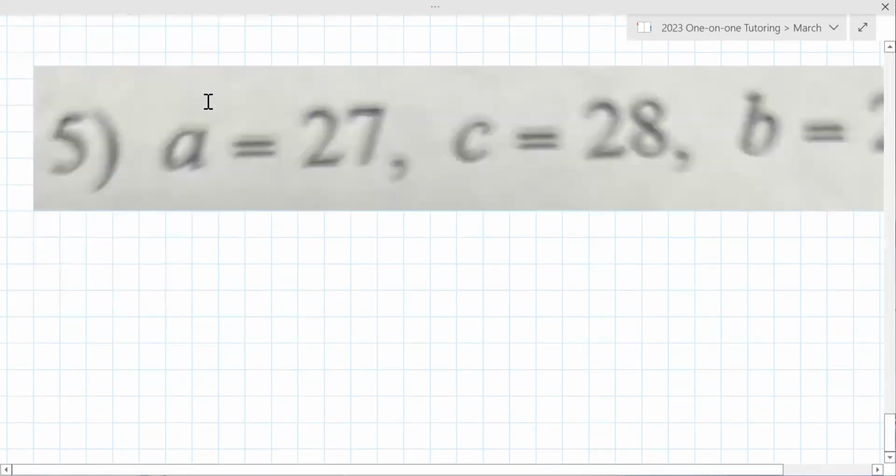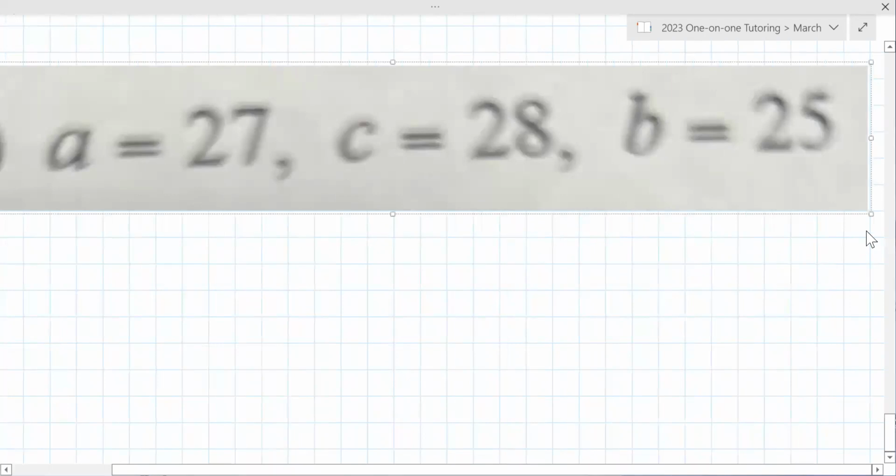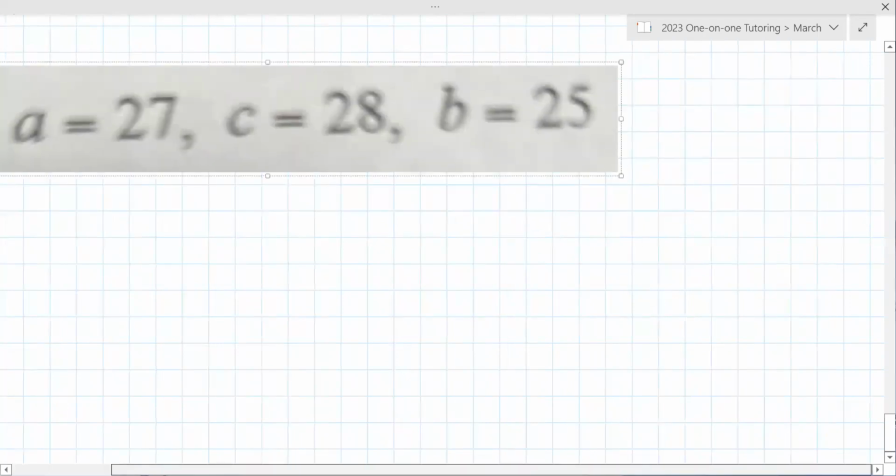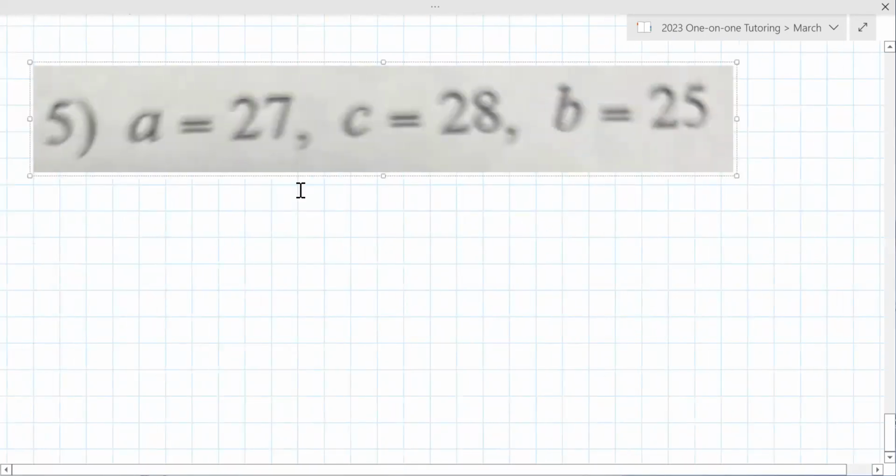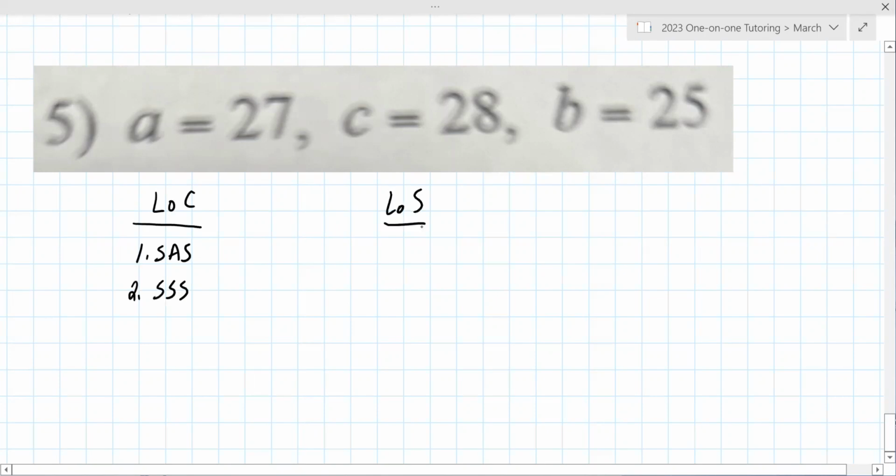All right, number 5 here. We have 3 sides given: 27, 28, 25. So law of cosines has 2 cases: whenever you're given side angle side, or when you're given all 3 sides. For law of sines, you need an angle side pair. In both cases, they can be used to find an angle or a side. But with law of cosines, you're using this one to find a side, this one to find an angle.